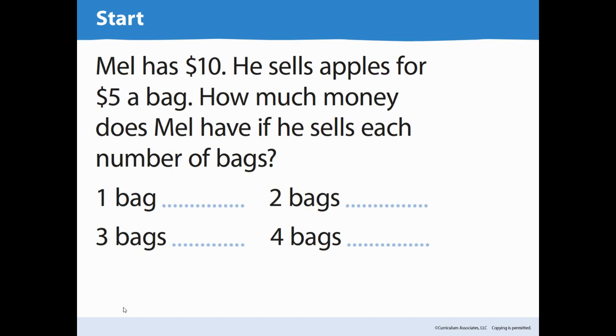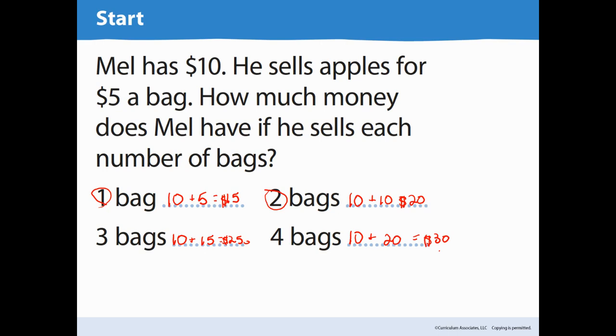All right, here we go. Starting with $10. I'm going to start each one of these problems with 10, and I'm going to add to 10 because Mel started with $10. Now we know that one bag is going to sell for $5. So 10 plus 5 is 15. Two bags of 5 is going to be $10, so it is 10 plus 10, which would be 20. Three bags is going to be 15, which is $25. And four bags is going to be 20, which is going to be $30.